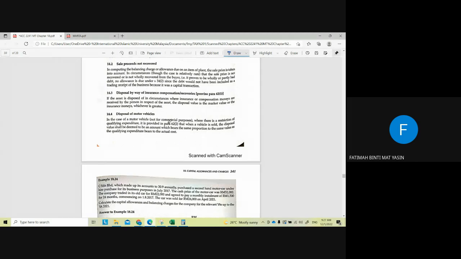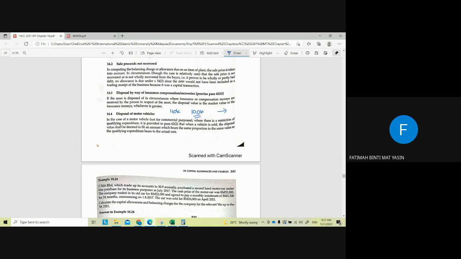So when there is a restriction for the motor vehicle for their QPE, then the disposal value you need to calculate. There is a formula on how to calculate that. You cannot simply take the figure. For example, let's say the value of your car is 110,000. You can claim up to 100,000 only because this is the restriction.